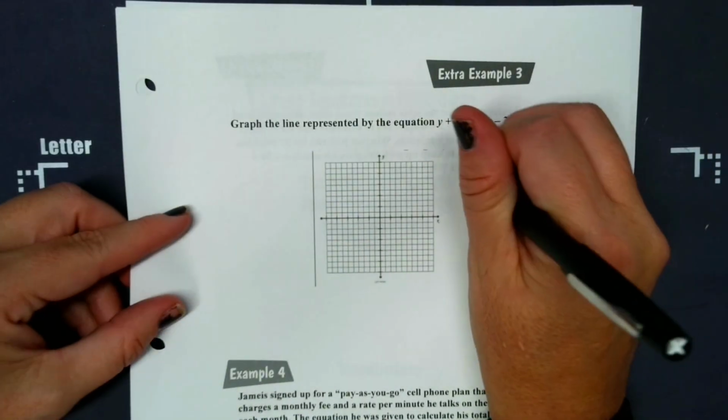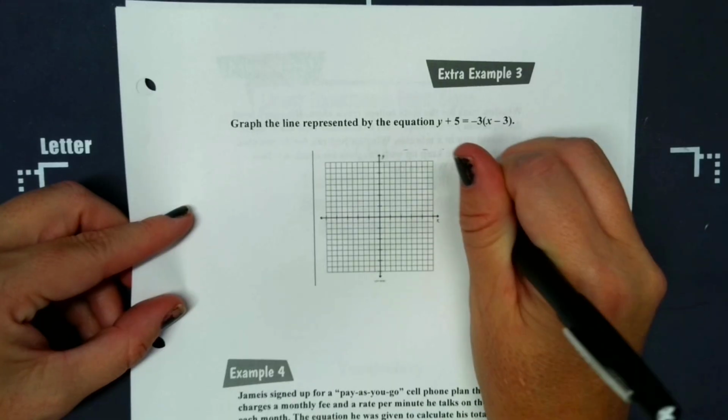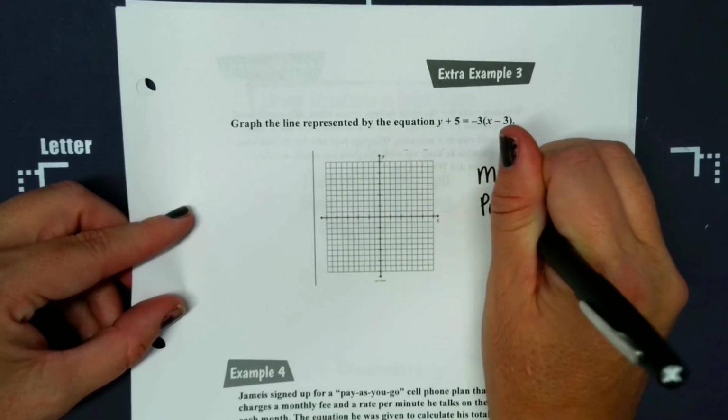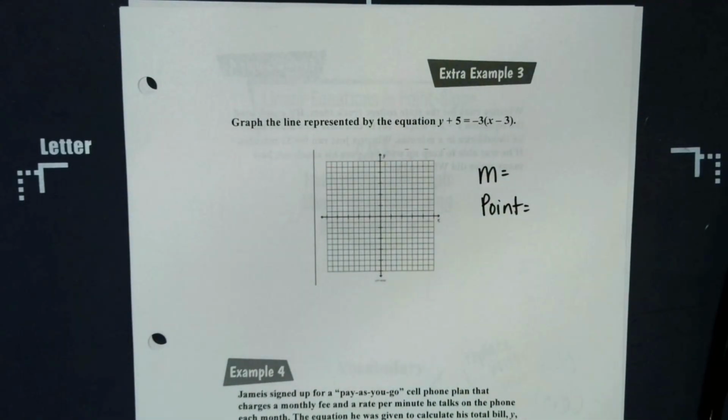I want you to try. Don't graph it yet. First, I want you to tell me your M and your point. Let's make sure we agree on those first. Tell me your M and your point.